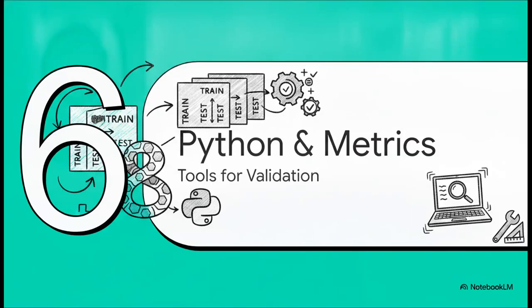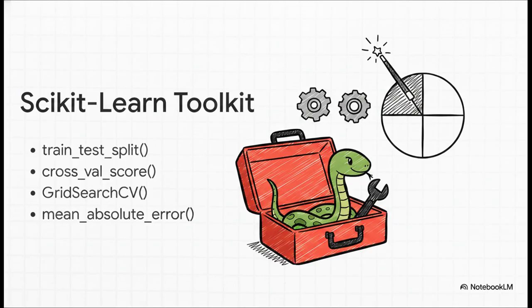Finally, Section 6, Python Tools and Metrics. Let's bring all this theory into reality. If you're working in Python, your absolute best friend is the scikit-learn toolkit. Listen, you absolutely do not need to write complex for loops from scratch to divide your data into k-chunks. Python's got you covered. Scikit-learn has built-in functions like cross_val_score for instant k-fold validation and GridSearchCV to totally automate that hyperparameter tuning process we were just talking about.